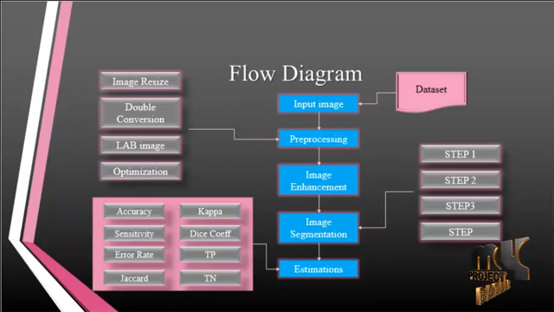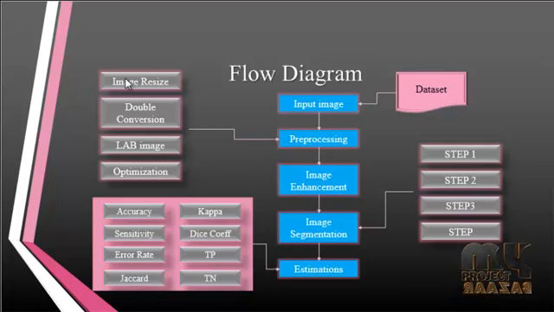Now we are going to discuss the overall flow diagram for the process. This is the overall working flow. At first, the input image is taken from the dataset. The dataset is nothing but the folder which consists of several input images, here retinal images. After getting the input image from the dataset folder, the pre-processing step is carried out.